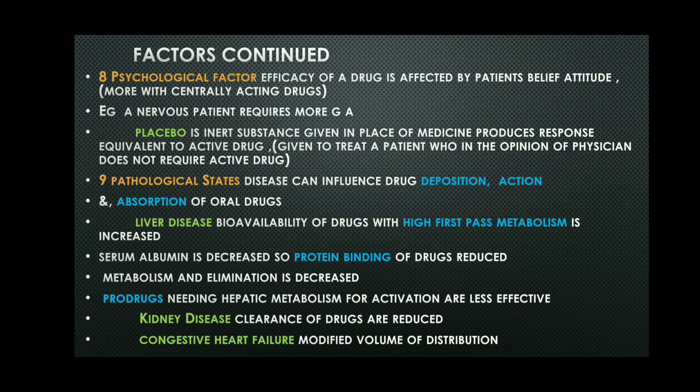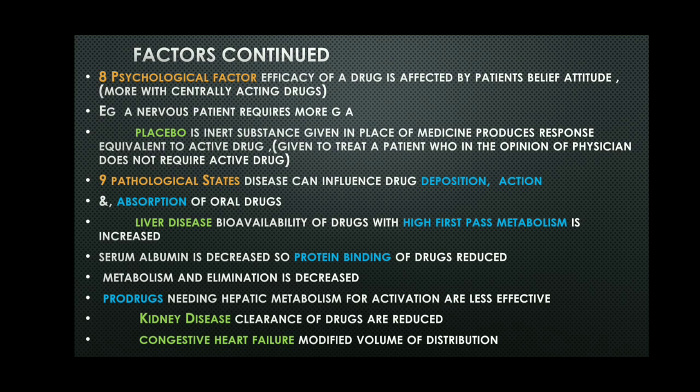Now serum albumin, we know that it is the protein which binds to the drugs. So we were having some kind of protein binding when the drug reaches the systemic circulation. In liver disease, the liver is producing less albumin, so it decreases, the protein binding is going to get reduced, and obviously most of the drug would be present in a free state. Now metabolism and elimination is also decreased.